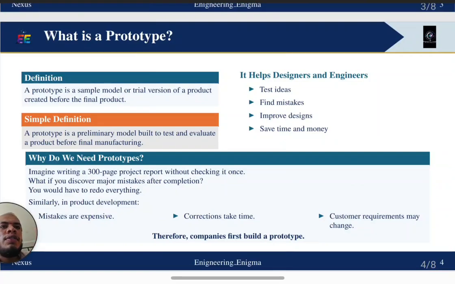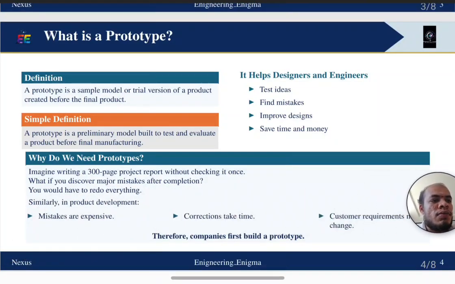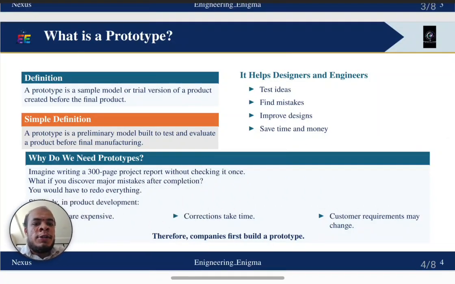So why do they do this? Because prototypes help us test ideas, find mistakes, improve the design, save time, and save money. Think about a semester project. Suppose you have to write 300 pages without checking anything. At the end, you discover major mistakes. The same thing happens in industries also. Mistakes become expensive.